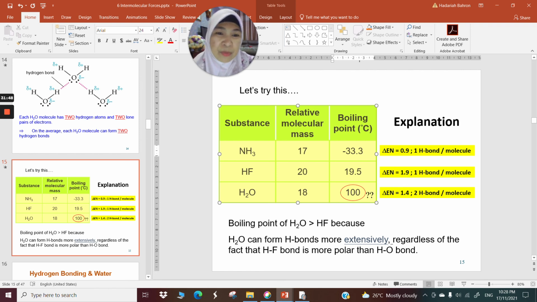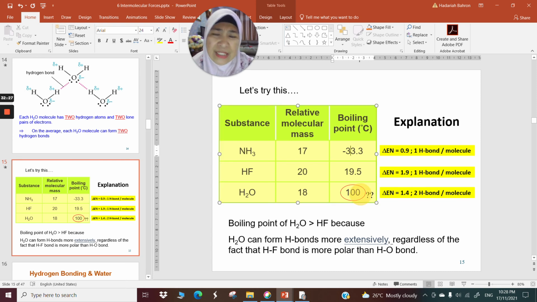So the stronger the hydrogen bond, obviously the higher the boiling point, because you have the hydrogen bonds holding these molecules together, and it requires heat to separate or to break those hydrogen bonds to make it boil, or to make it into a gaseous substance. So it requires a lot more energy to boil your HF compared to your ammonia. Ammonia boils at minus 33.3.